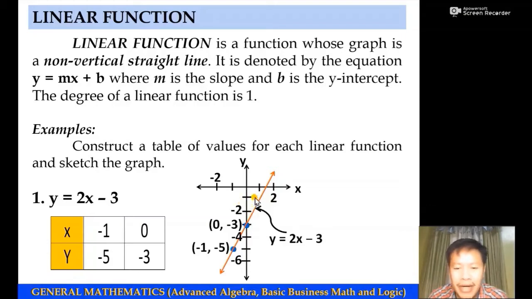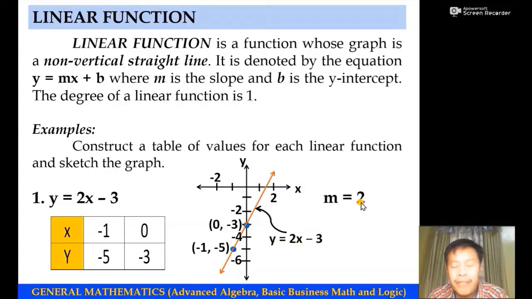If you just end your line until here, that is also correct. But I just extend the line so that my line can intersect the x-axis. For me, this is more appealing. Don't forget to have the coordinates of the units, and the units of the two axes must be congruent with each other so that you can always get a very accurate graph. So this line in red mark is given by y is equal to 2x minus 3.